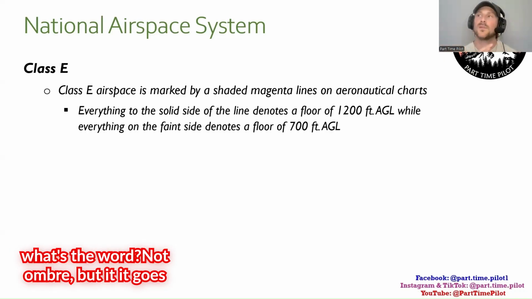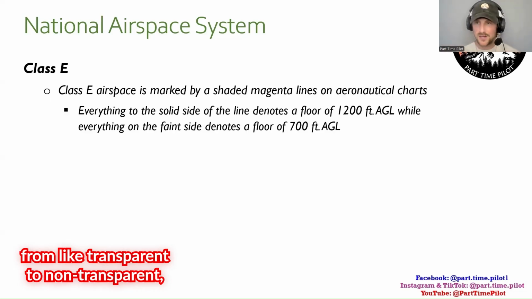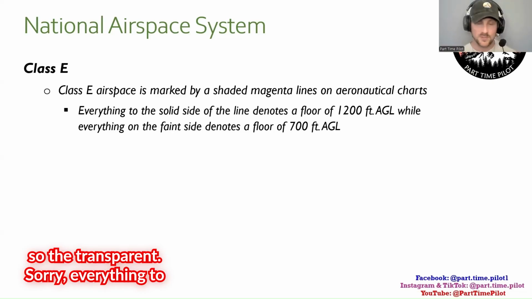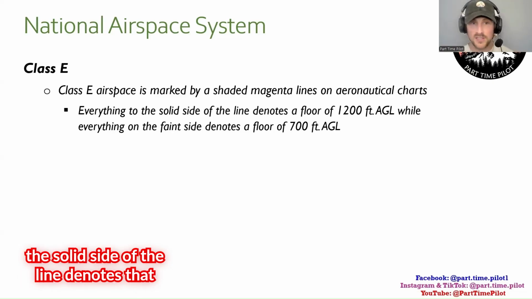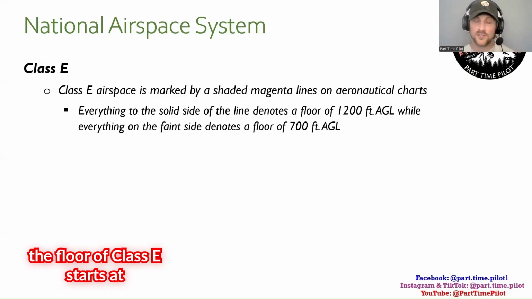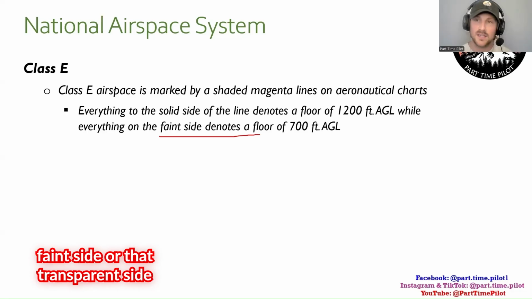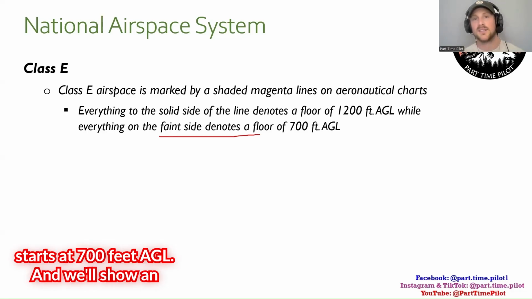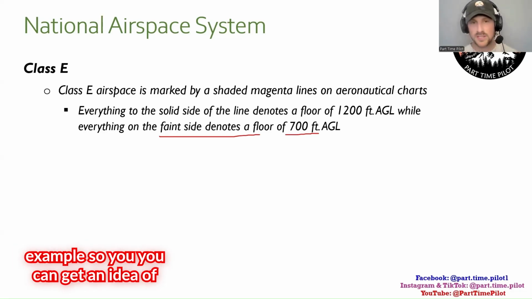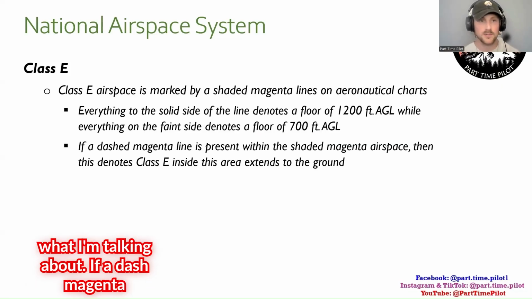It kind of, what's the word? Not ombre, but it goes from transparent to non-transparent. So everything to the solid side of the line denotes that the floor of Class E starts at 1,200 feet AGL, while everything to the faint or transparent side starts at 700 feet AGL. And we'll show an example so you can get an idea of what I'm talking about.